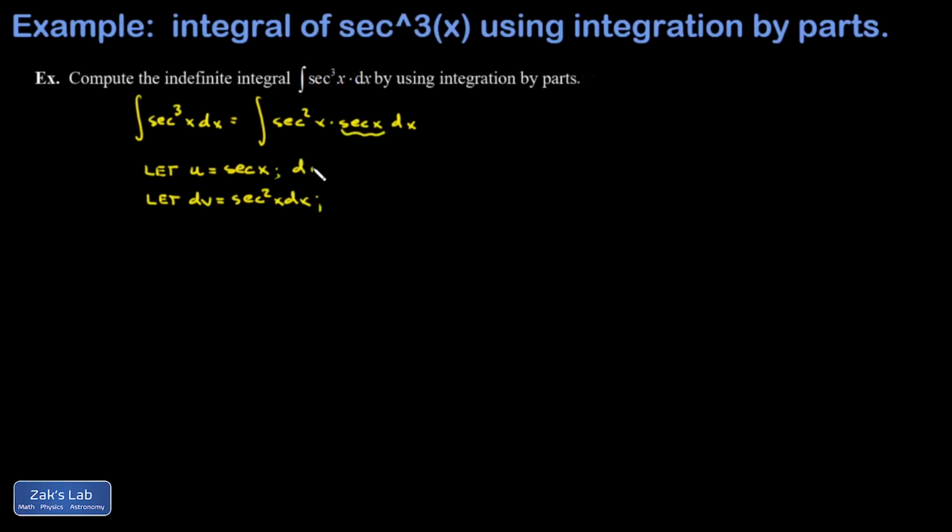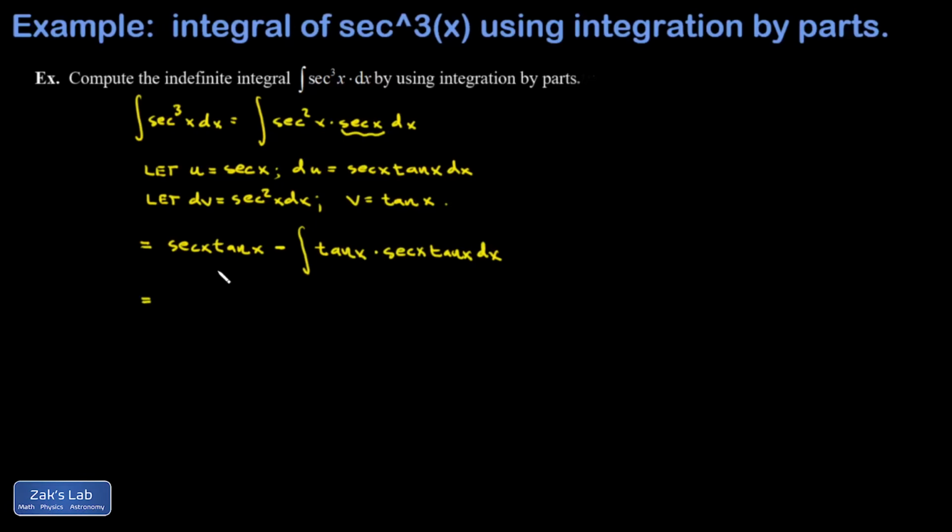u is the leftover other piece, that's the secant of x. So I need to get du, and that's secant x times tangent x dx. And then v is the integral of this secant squared. That's just the tangent function. So I continue with my integral. I apply integration by parts, and I get u times v, that's secant times tangent, minus the integral of v du. And I can clean up that integral a little bit.